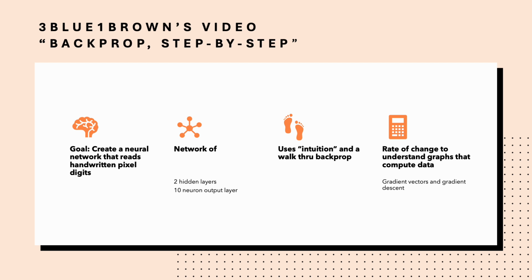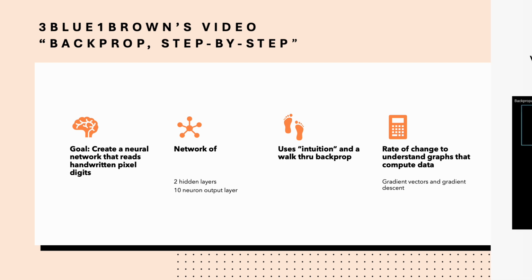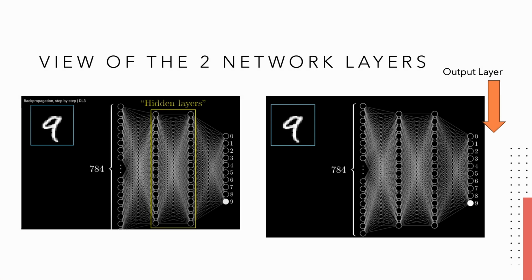The network has 2 hidden layers and a 10 neuron output layer. The corresponding output layer tells us the network's answer to the written number. So taking a look at a view of the hidden layer and the output layer. Here is a visual of these two.